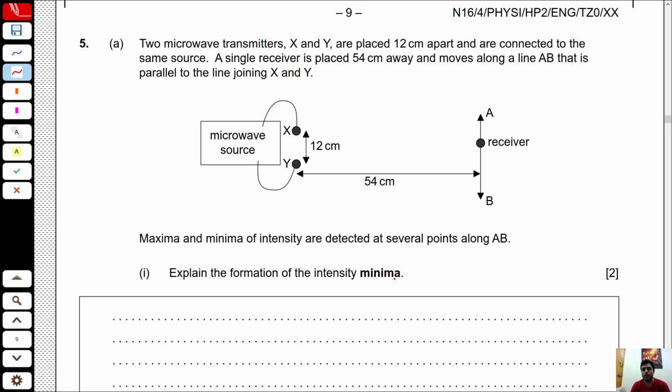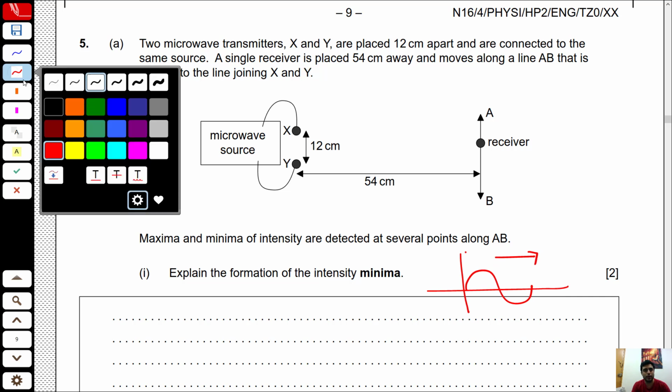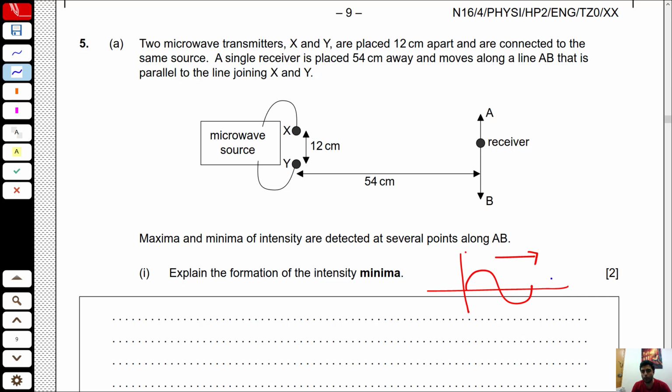So minima happens when the two coherent waves interfere and they combine destructively with each other. The amplitudes cancel out each other, and as a result there's destructive interference, which happens when the two waves are 180 degrees phase apart from each other. So imagine there's one wave here going in the forward direction, and another wave going in the opposite direction but coinciding with this wave at 180 degrees phase apart.